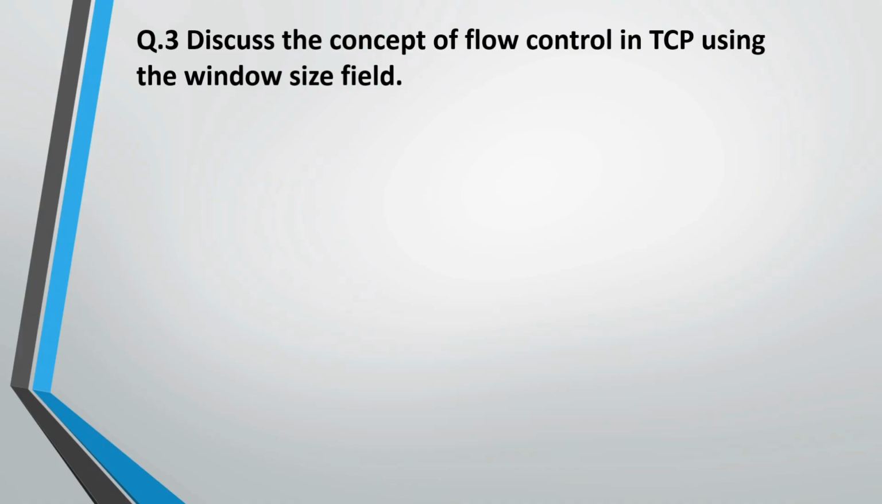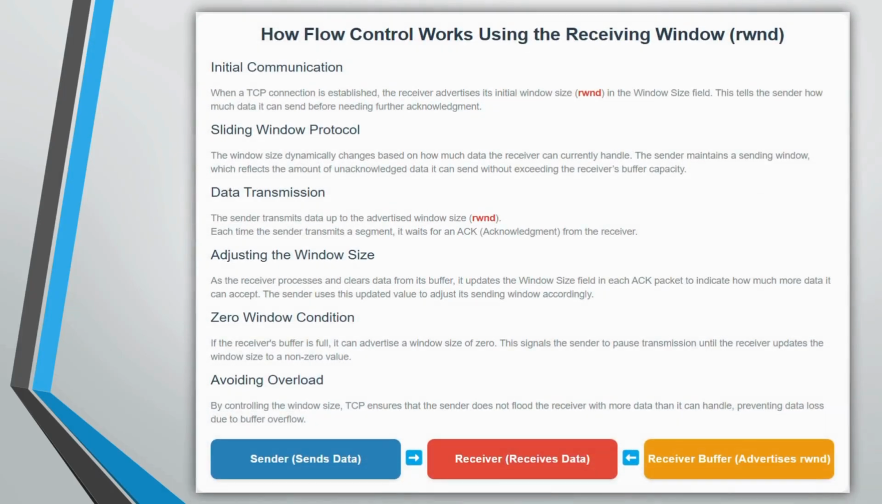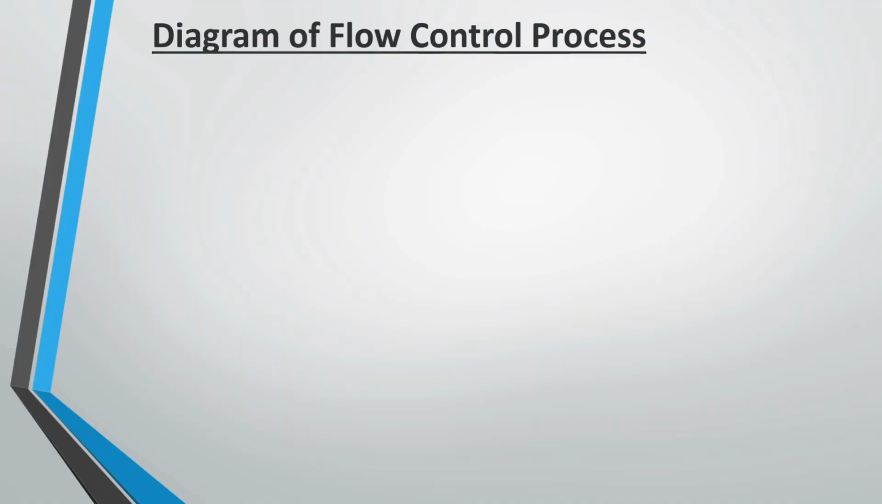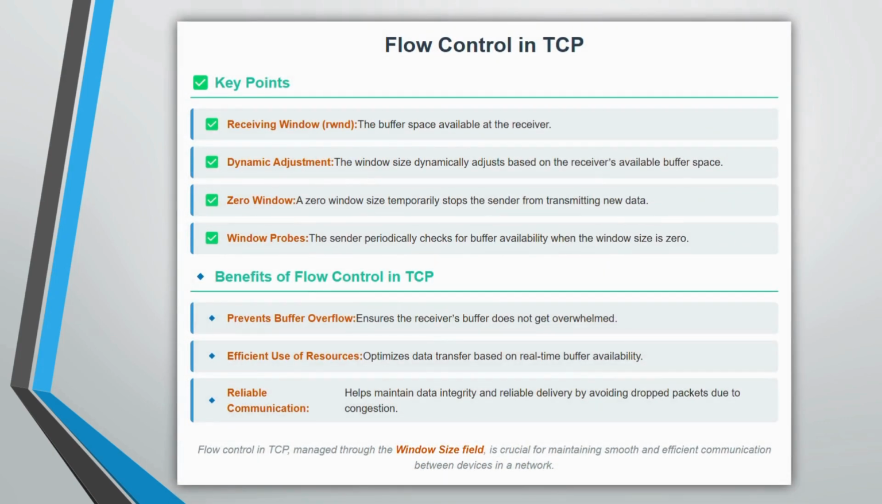And the next question of this unit is discuss the complete flow control in TCP using window size field. And the answer of this question you can write in this way. And the next part of this answer is this. You can write in this way. And the diagram of the flow control is this, and the next part of the answer is this.